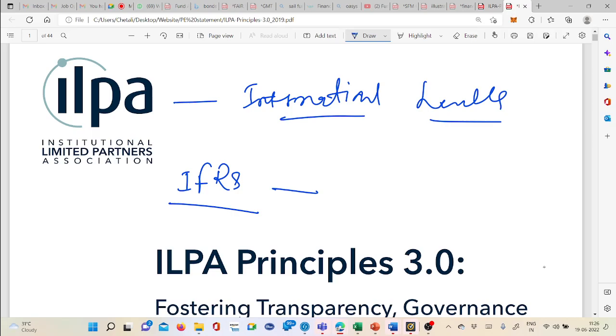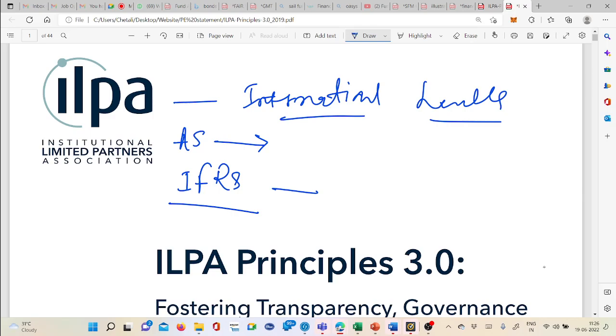And every country has its own accounting principles and accounting standards. US Accounting Standards Board, UK Accounting Standards Board, Indian Accounting Standards Board, and there are so many others. Every country has its own accounting standards boards which develop the standards. Standards means principles, the practice which the accountant can follow to prepare the financial statements.